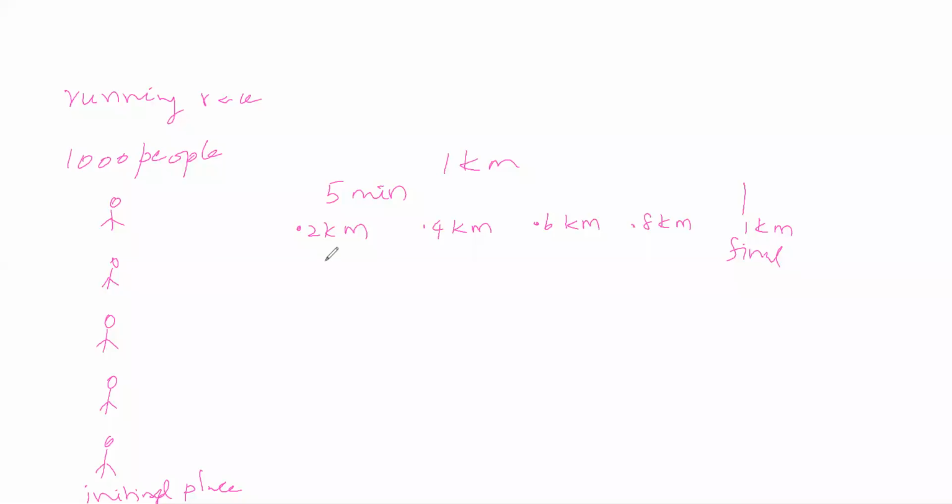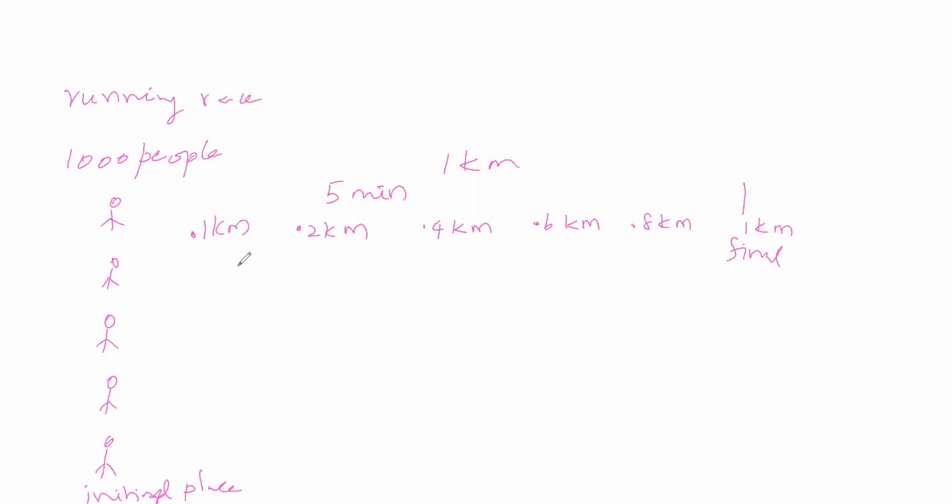Here, some people will be standing at 0.2 kilometer, no doubt. Even at 0.1 kilometer, some people will be standing when 5 minutes are over. Some people might have reached 0.3, 0.4 kilometer, like this. Can we say all the people would be at only one place, or that the number of people at different places will be equal? It is not possible practically.